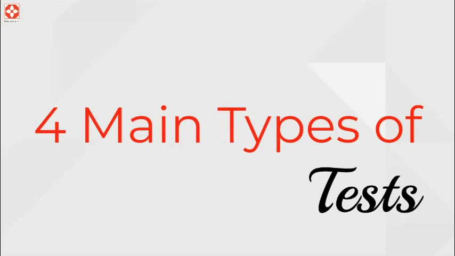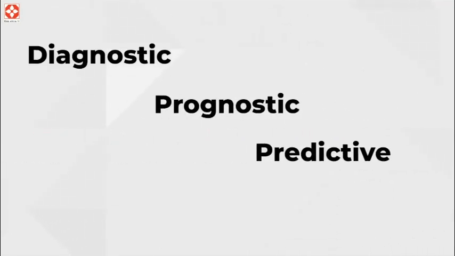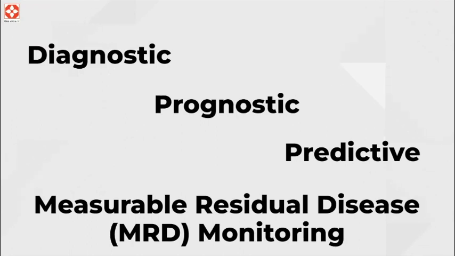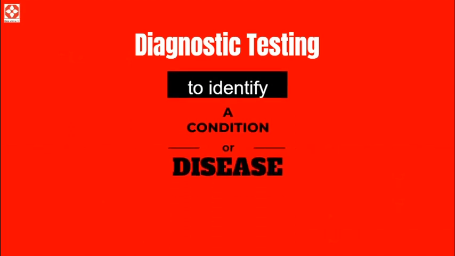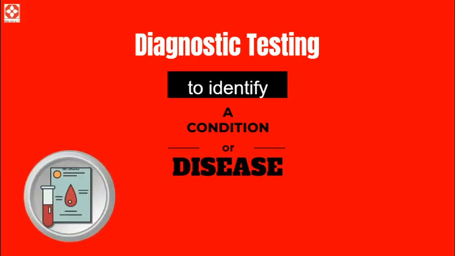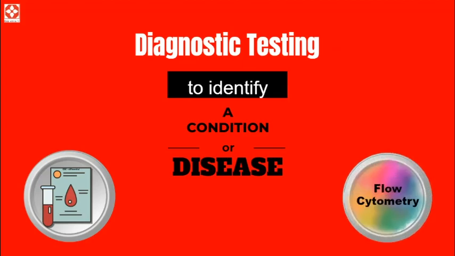There are four main categories of testing. They are diagnostic, prognostic, predictive, and testing for measurable residual disease, or MRD. Diagnostic testing is when a test is performed to identify the presence of a condition or disease. The two types of diagnostic tests performed are a blood test called a complete blood count, or CBC with differential, and a flow cytometry test.